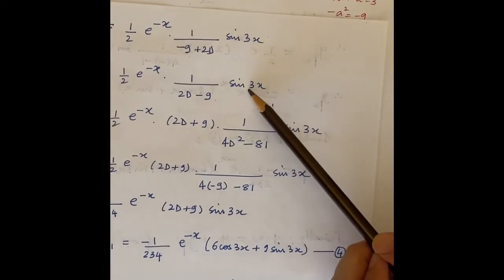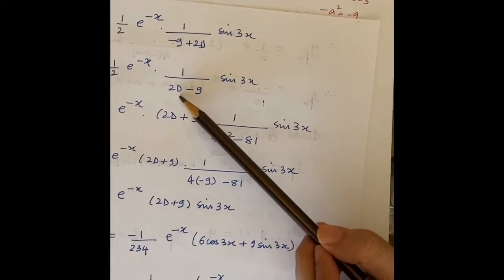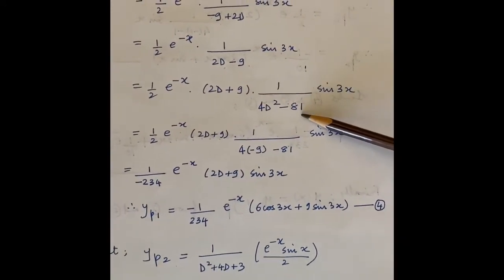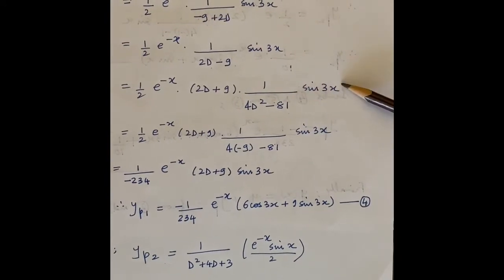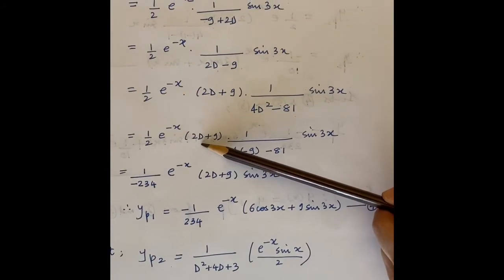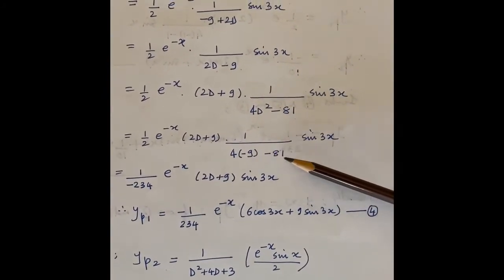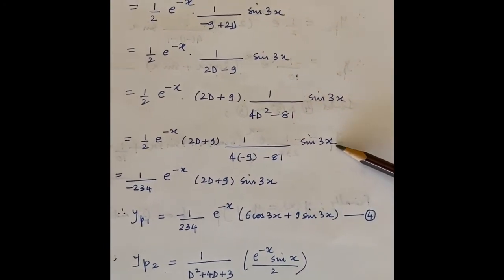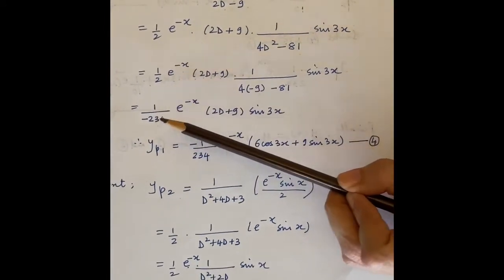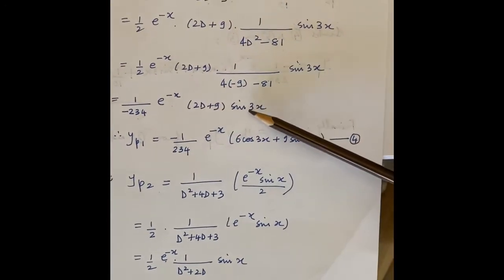Now you know very well, for sine and cos, you cannot substitute for D, you have to substitute for D². So we multiply and divide by the conjugate of 2D - 9, which is 2D + 9. So in the denominator, I get 1 upon (4D² - 81) operating on sin 3x. So we get half into e^(-x) into (2D + 9) into 1 upon this, in place of D² I put -9. So I'll get this constant operating on sin 3x. So we see that this constant into 2 becomes -234. So I have 1 upon -234 e^(-x) into (2D + 9) operating on sin 3x.